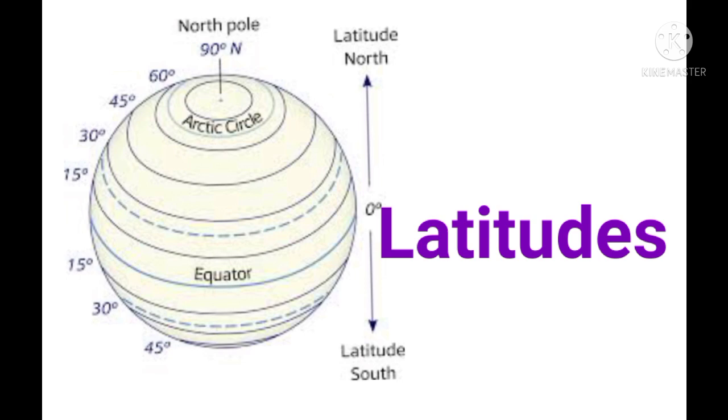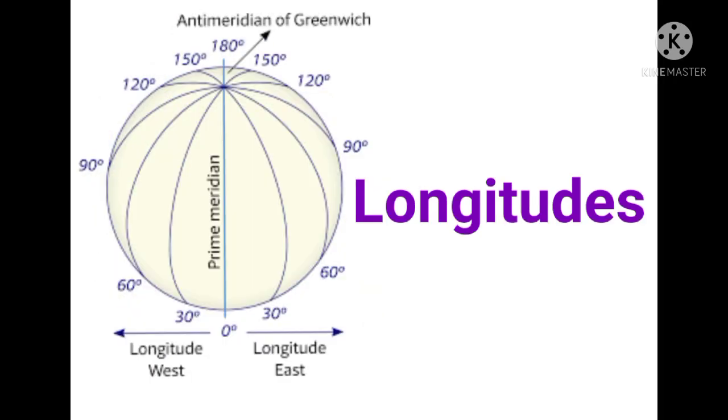Children, next we come to longitudes. Longitudes are also imaginary lines. These are vertical lines, meaning straight lines. Longitudes are called meridians or noon lines. What is the meaning of noon lines, children? Noon means afternoon. With the help of longitudes, we know the time of places. That's why longitudes are called noon lines.